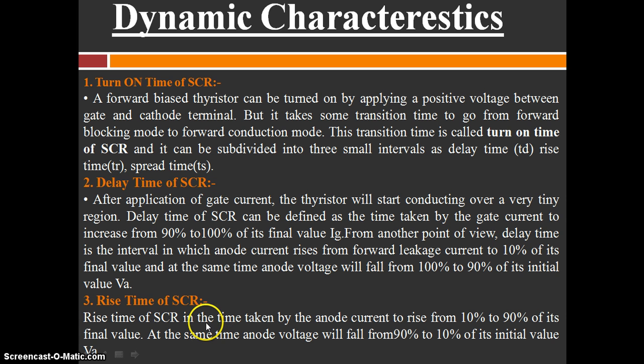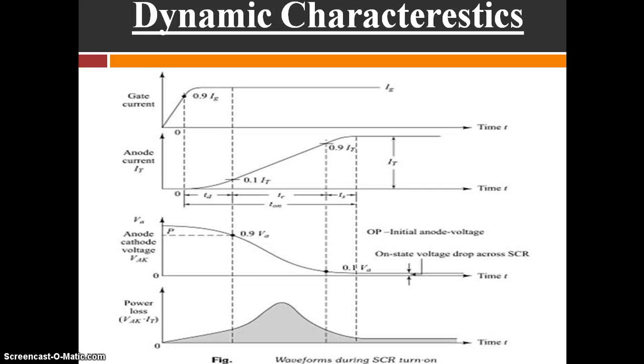Okay. Then rise time. The rise time of the SCR is the time taken by the anode current to rise from 10% to 90% of its value. At the same time the anode voltage falls from 90% to 10%. That is, anode current and anode voltage are opposite to each other in the rise time of the SCR.